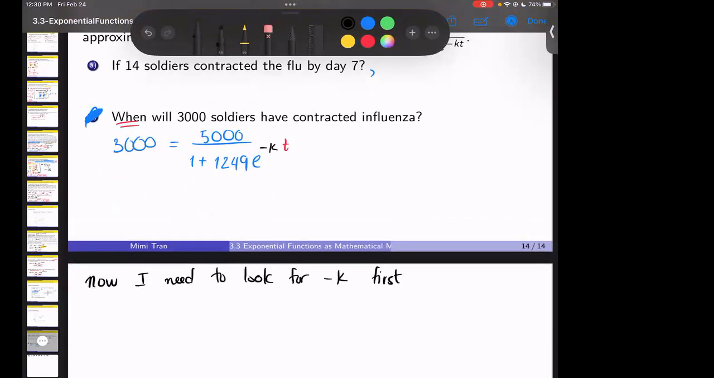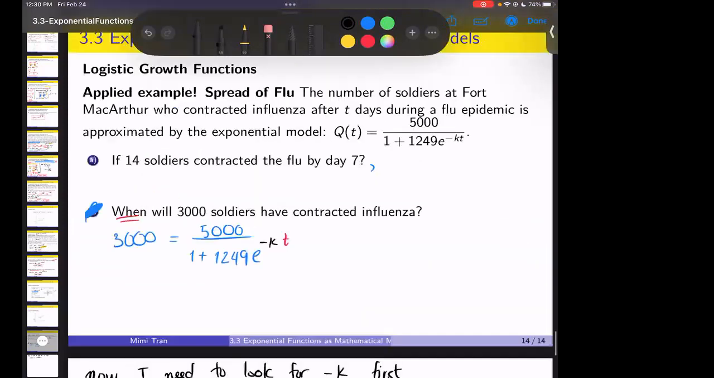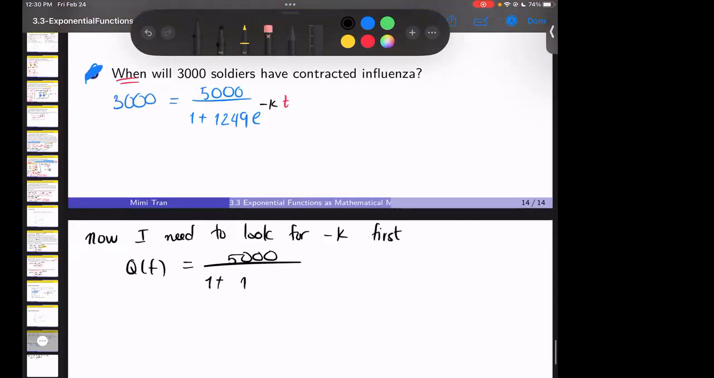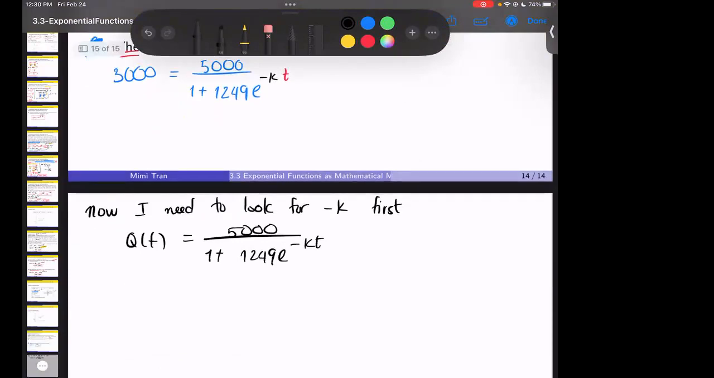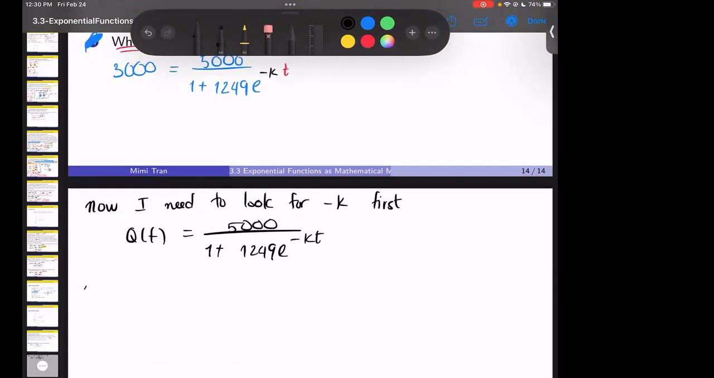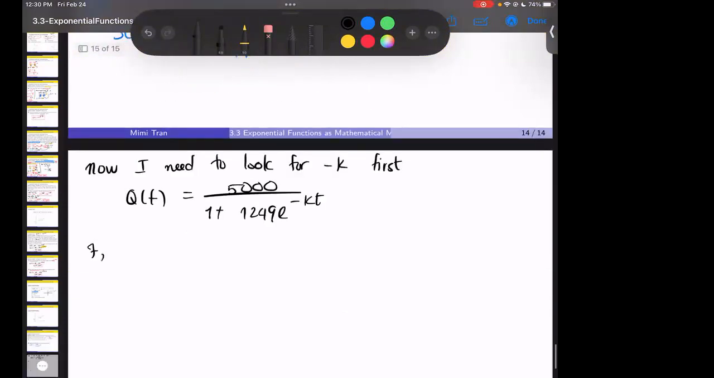Let me rewrite the formula. Q of T equals 5,000 over 1 plus 1,249 e to the negative KT. That's the formula. The information that we have is that in 7 days, 14 soldiers got infected. That's my point, right? There's my T, 7 is my T, and then 14 is my Q of T. All you have to do is plug it in.